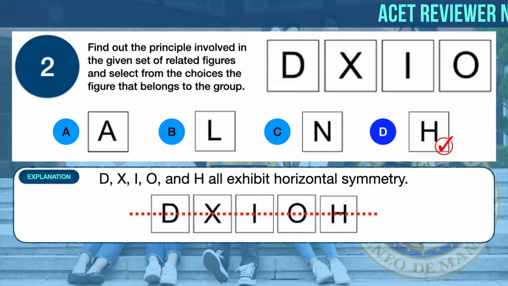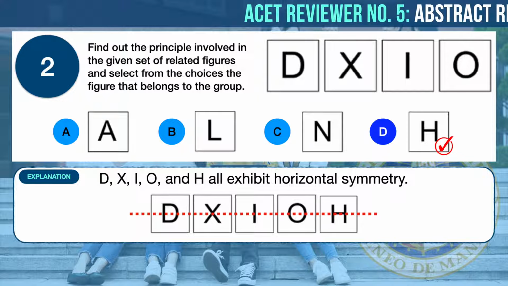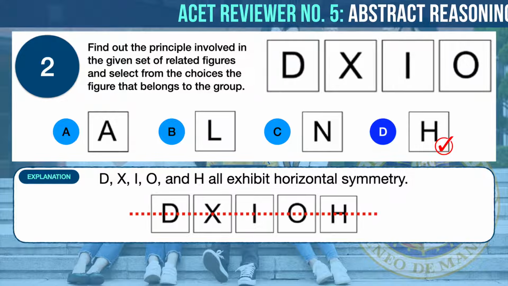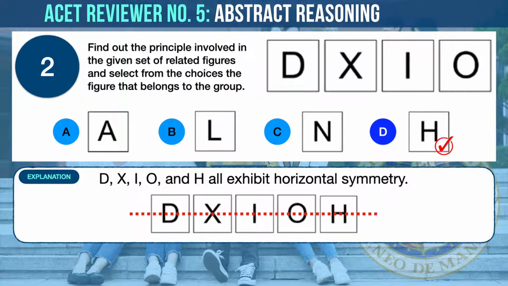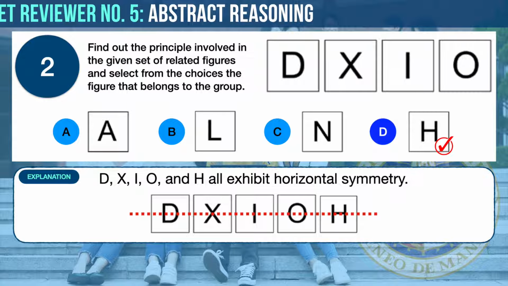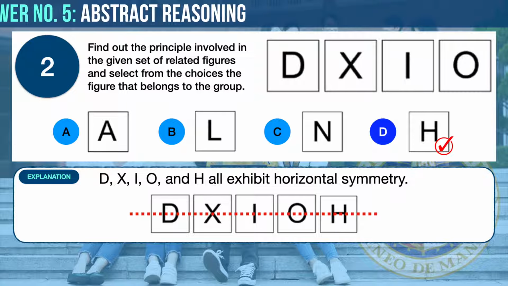The correct answer is D. The given letters D, X, I, and O all exhibit horizontal symmetry. Among the answer choices, only H also exhibits horizontal symmetry. A is also symmetrical, but it exhibits vertical symmetry instead of horizontal symmetry.